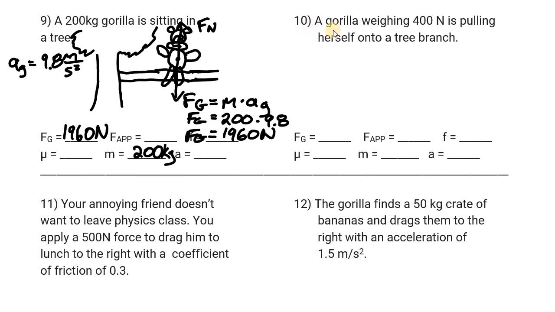Problem number 10. A gorilla weighing 400 newtons is pulling herself onto a tree branch. Okay, so I guess this gorilla is doing some pull-ups right now. All right.